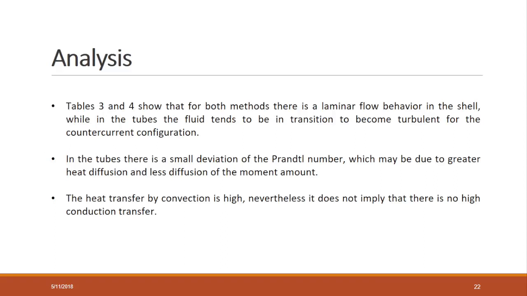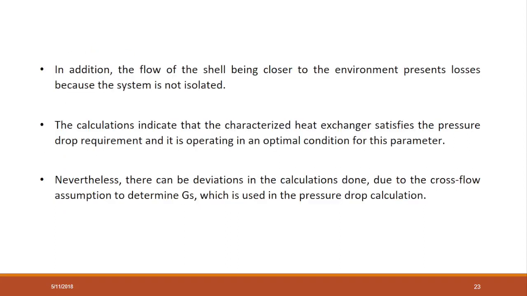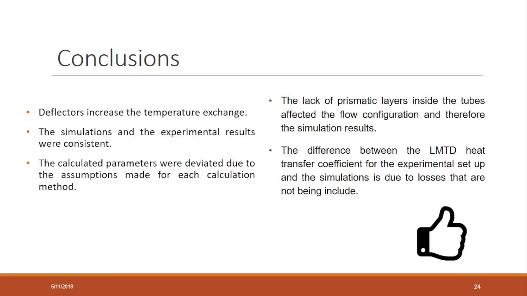The heat transfer by convection is high. Nevertheless, it does not imply that there is no high conduction transfer. In addition, the flow of the shell being closer to the environment presents losses because the system is not isolated. The calculations indicate that the characterized heat exchanger satisfies the pressure drop requirement and it is operating in an optimal condition for this parameter. Nevertheless, there can be deviations in the calculation zone due to the cross-flow assumptions to determine GS, which is used in the pressure drop calculation.